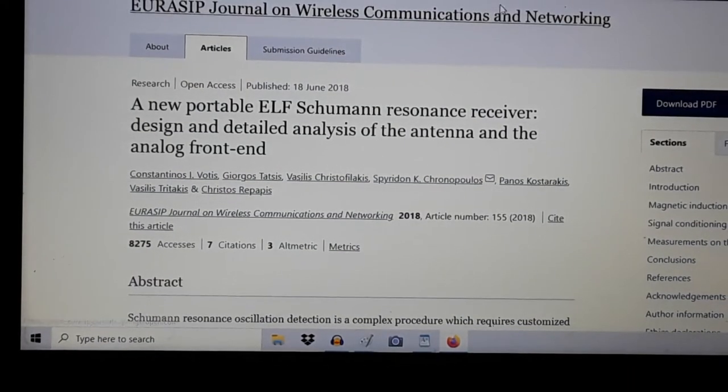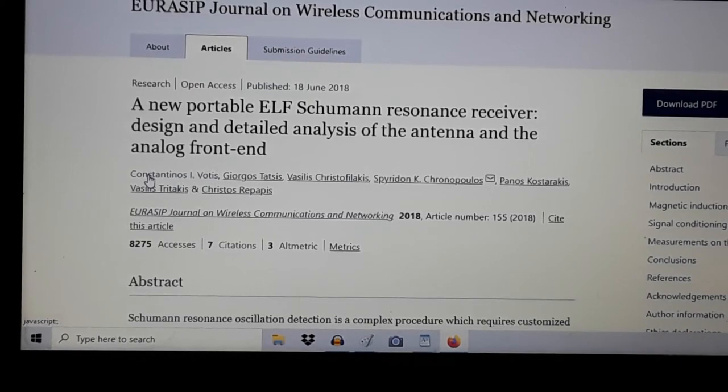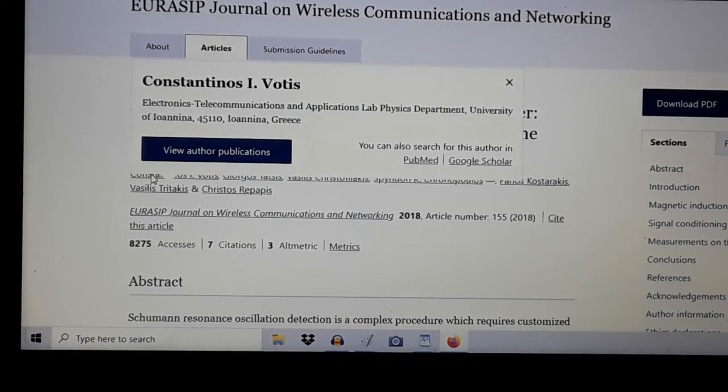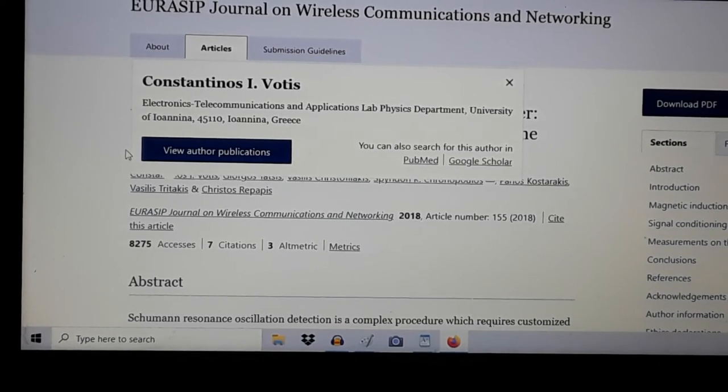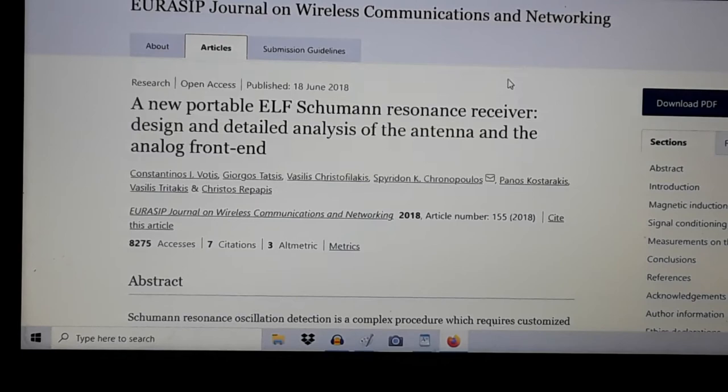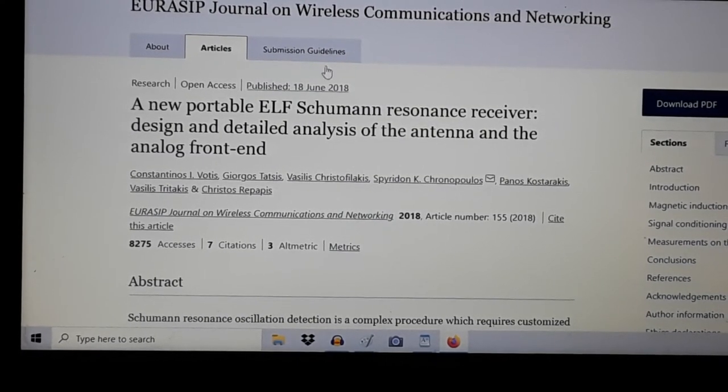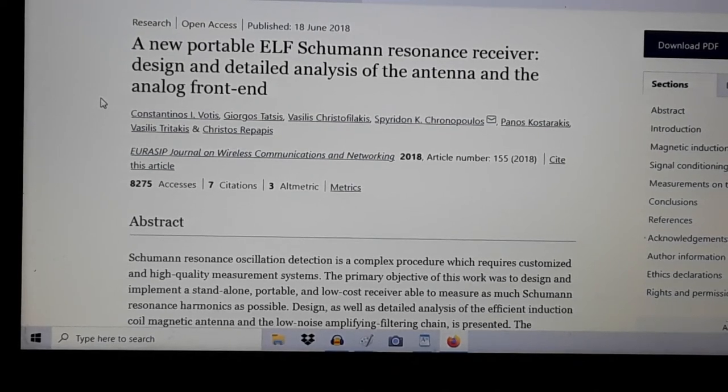All right, so this is the new portable ELF Schumann Resonance Receiver design and detailed analysis of the antenna in the analog front end. Okay, and so this is by Konstantinos Ivotis. He's from the Electric Communications and Applications Lab, Physics Department, University of Ioannina, Greece. Okay, so this is from the guy from Greece, talking about the Schumann resonances. We're going to learn quite a bit about the complexity of the system with the Schumann resonances from this article at the Springer Open.